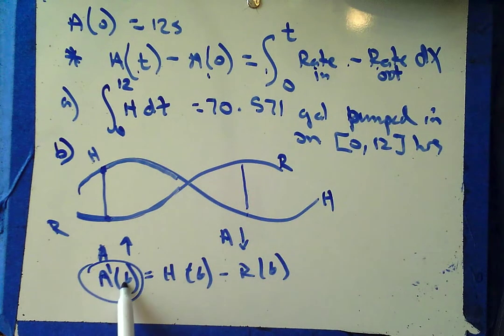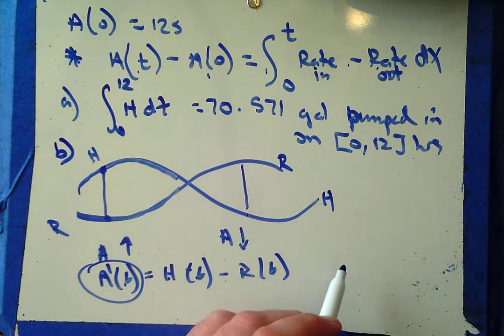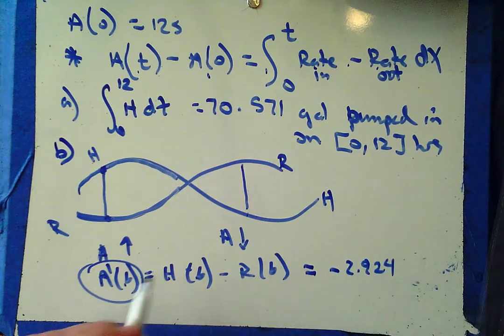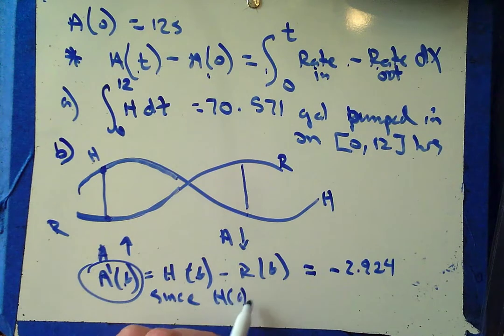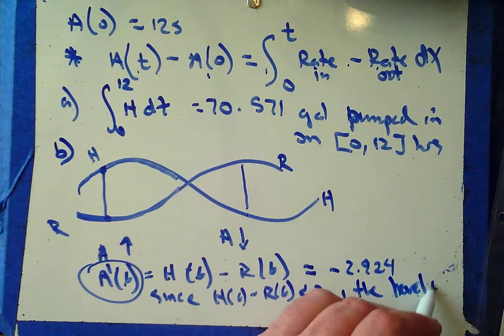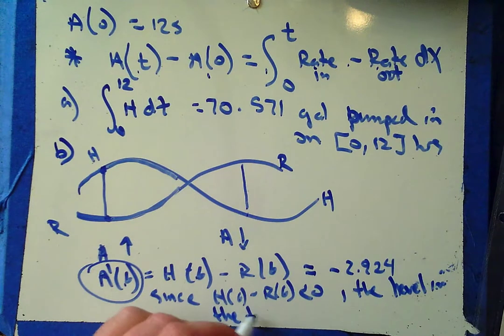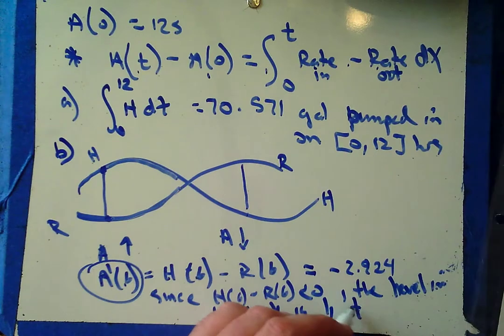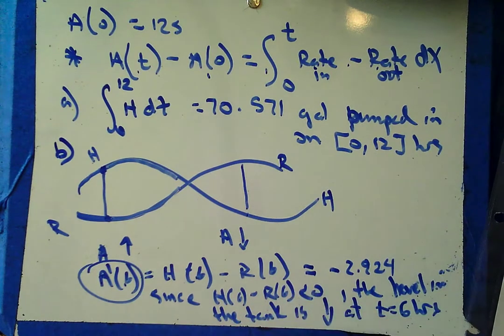And now I want the amount at 6. So that's just going to be h of 6 minus r of 6. Okay? So when I do this on my calculator, I get negative 2.924. And we can say that since h of 6 minus r of 6 is less than 0, the level in the tank is decreasing at time equals 6 hours.